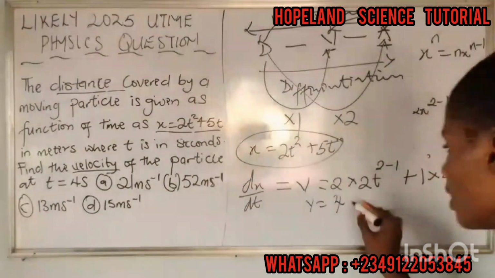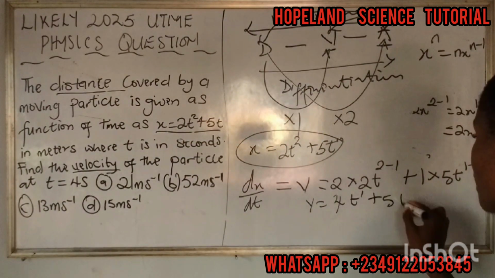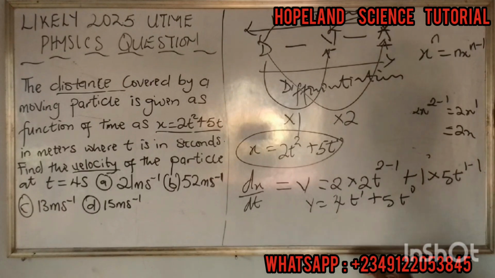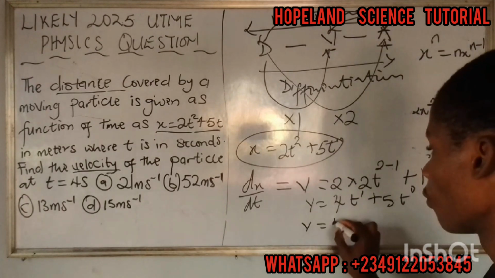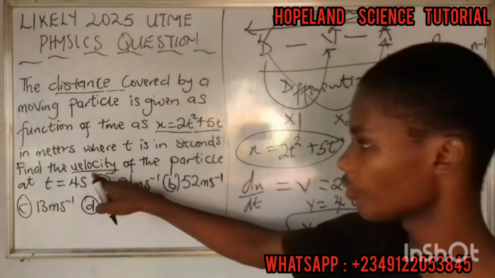Now, if we continue, we have v equals 2 times 2 is 4, t. 2 minus 1 is 1. Plus 1 times 5 is 5. Now, 1 minus 1 is 0. So we have v equals 4t plus 5. So this is the equation representing velocity.